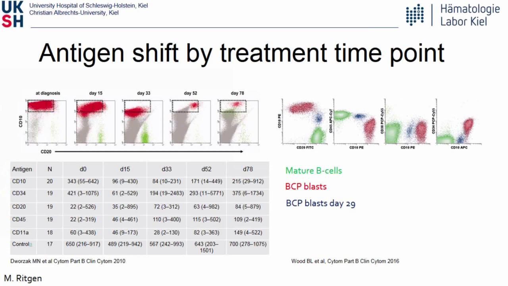And you can also see that if you look at your dot plots, you may overlay the blasts with the normal counterparts. So take all this into account and do not draw your gates where they have been at the diagnostic stage, because then you might miss the malignant clone.